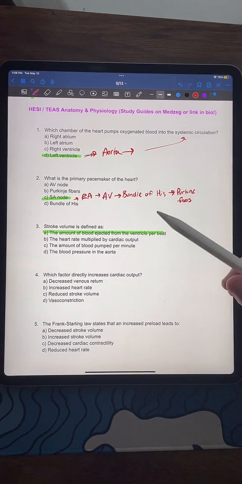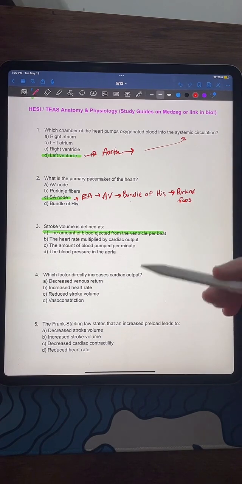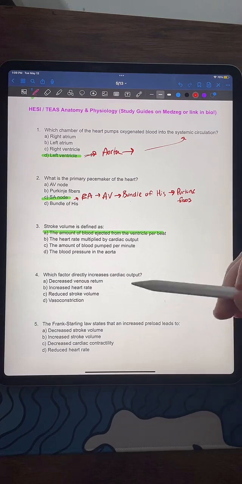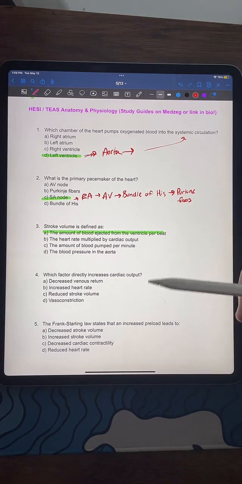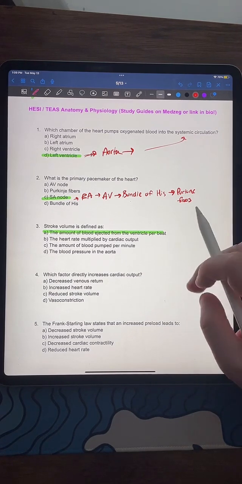B is actually wrong, the heart rate is multiplied by the cardiac output. So cardiac output would be heart rate times stroke volume, not the other way around. C, the amount of blood pumped per minute, would define cardiac output. And then D, the blood pressure in the aorta. Blood pressure is a force, it is not a volume.